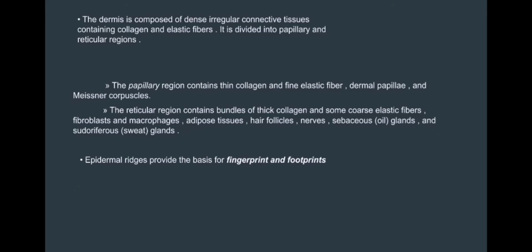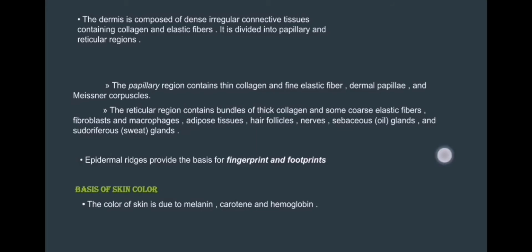Basis of color. Skin color is affected by melanin, keratin, and hemoglobin. The color of skin is influenced by a number of pigments, including melanin, keratin, and hemoglobin. Melanin exists as black and brown, whereas hemoglobin provides us a red color. Dark-skinned individuals have more melanin than those with pale skin.